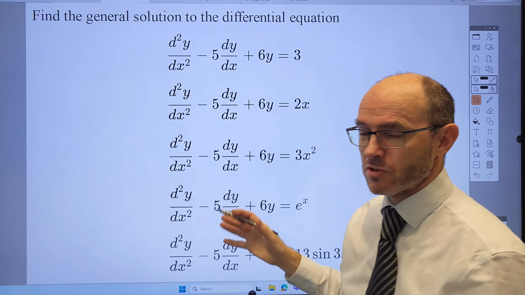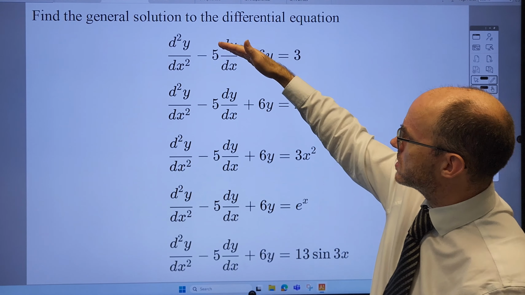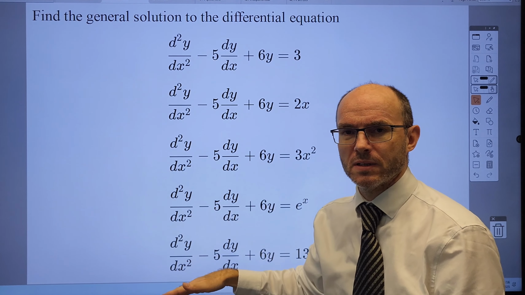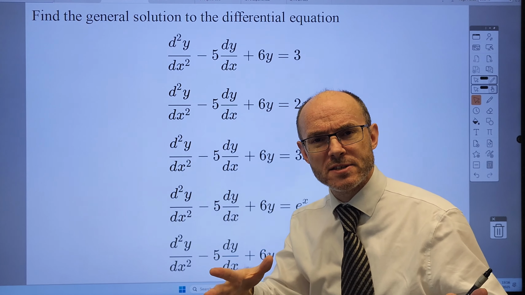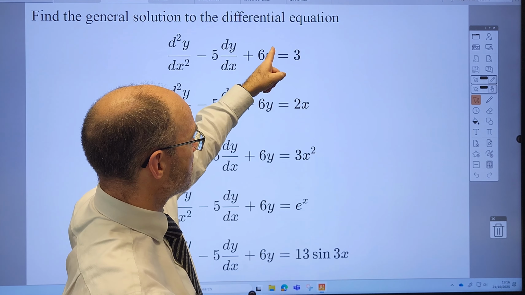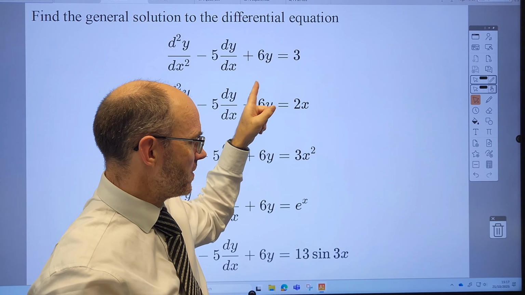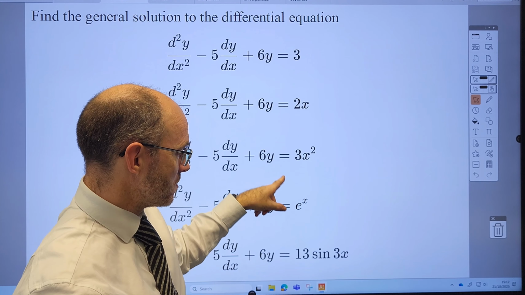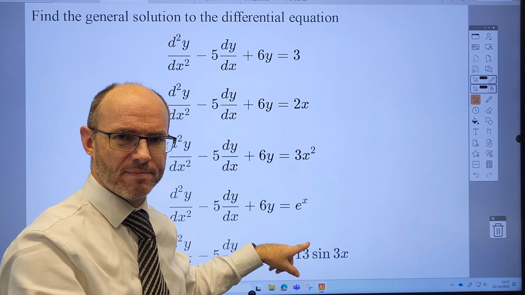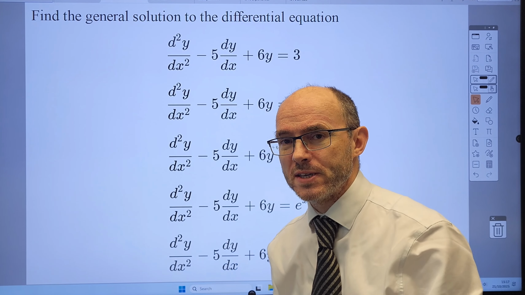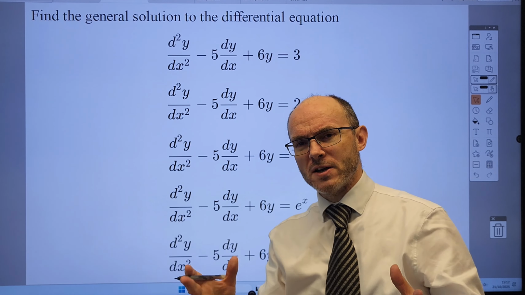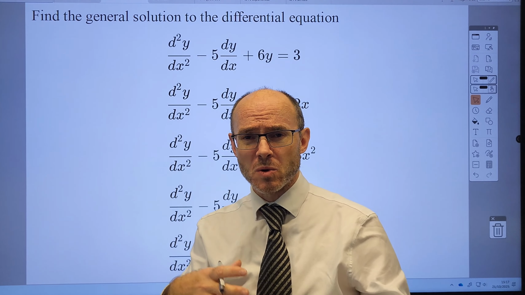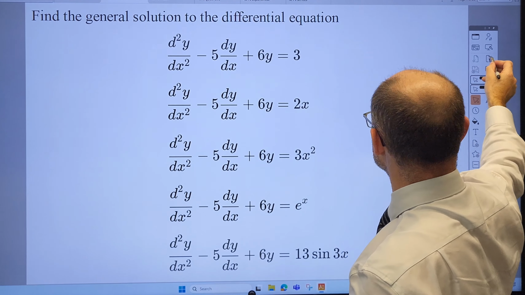And here are the differential equations. So notice they're all the same on the left hand side, okay? It's just the right hand side that is different, covering each of those cases when you've got either a constant, a linear term, quadratic, an exponential, or this one is a sine. Okay, I'll go through each one of these separate examples. Now, because the left hand side is the same, the first bit, finding the complementary function, is identical. So I only need to cover that once. Okay, so I'm going to do that now.